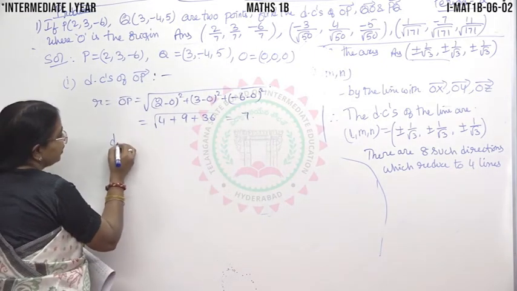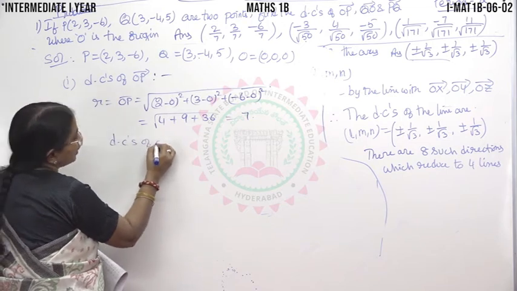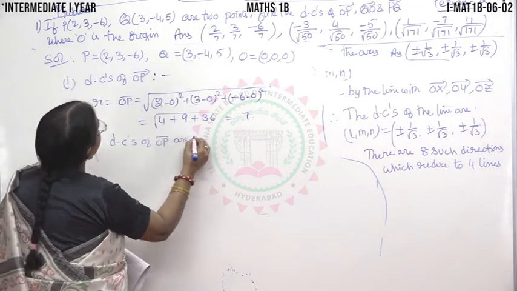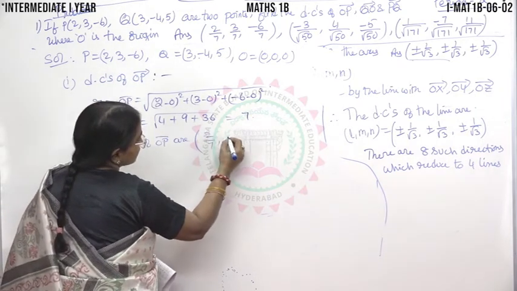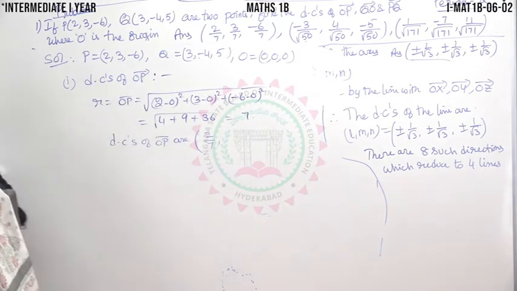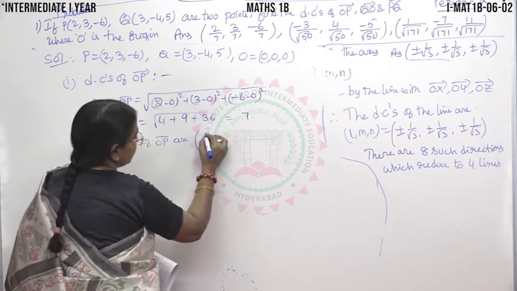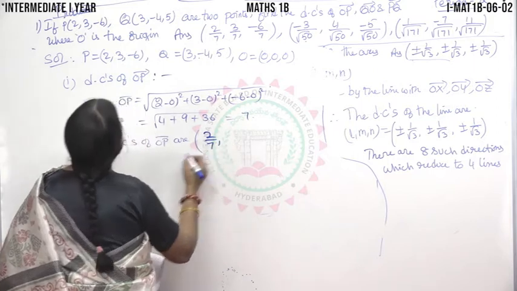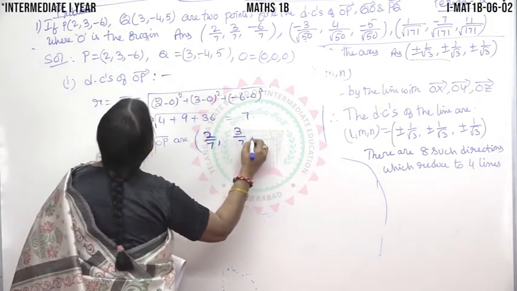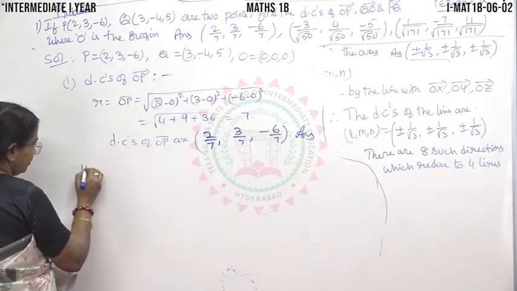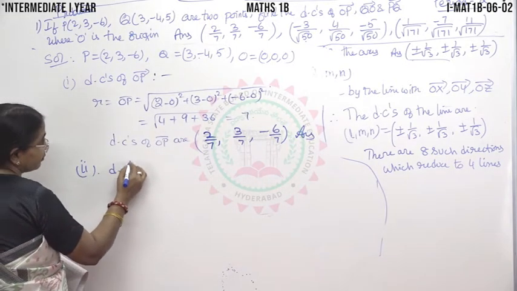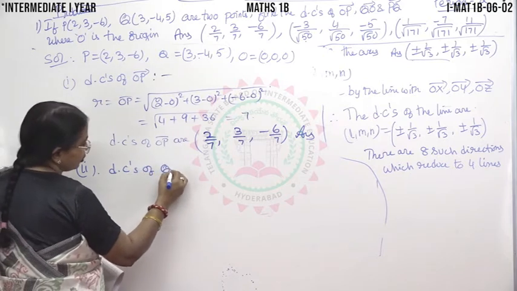So now we'll write DCs of OP are x by R. P point is x, y, z. So 2 by 7, and then 3 by 7, and then minus 6 by 7. This is one answer. Now second one, to find the DCs of QO.